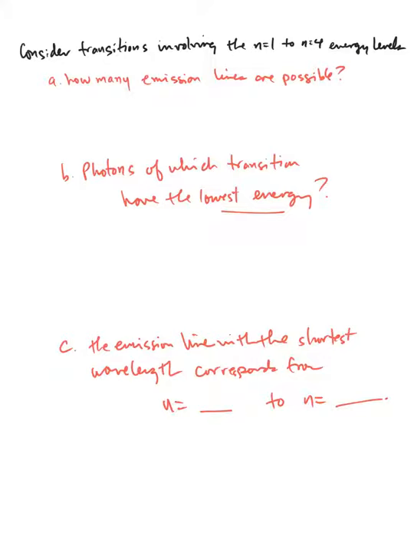Consider transitions involving the n equals 1 to n equals 4 energy levels. How many emission lines are possible? Oh, this one's pretty easy if you just draw a little picture. So remember how we talked about yesterday that the spacing keeps getting smaller? Oops, n equals 4. So I got 4 lines here. I'll use yellow to draw the lines. So all the possible lines are 2 to 1, 3 to 1, and 4 to 1, 4 to 2, and 3 to 2, and then 4 to 3. So there's 6 possible lines.